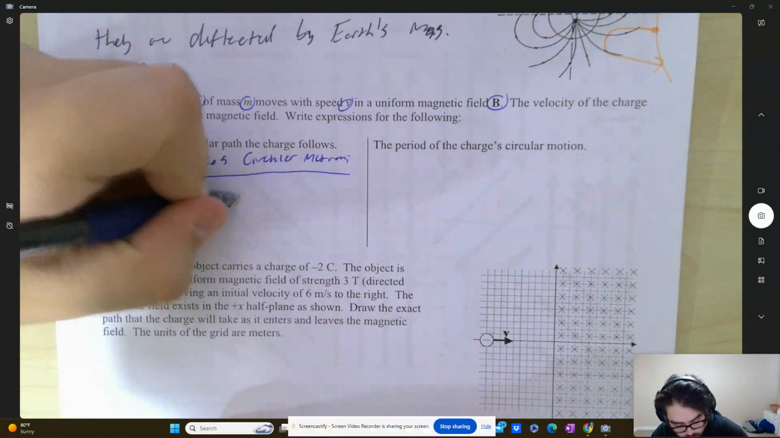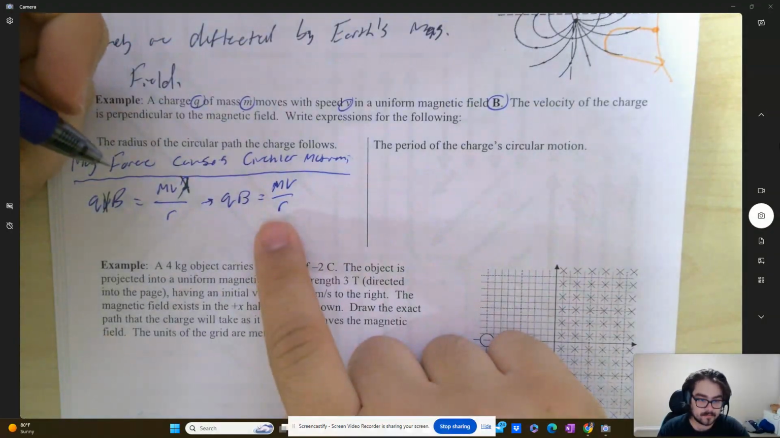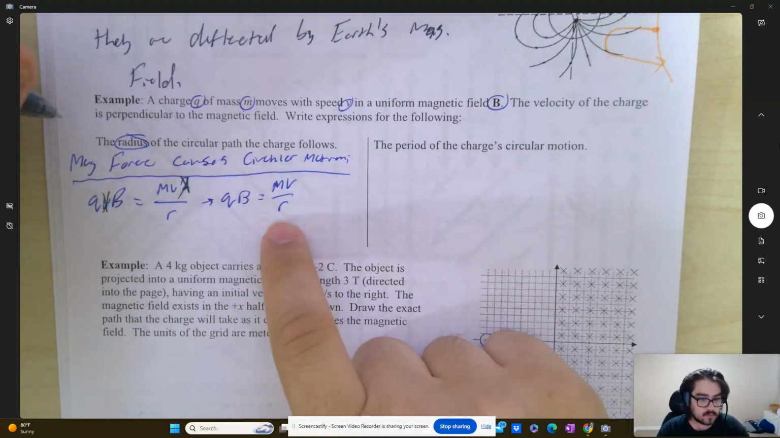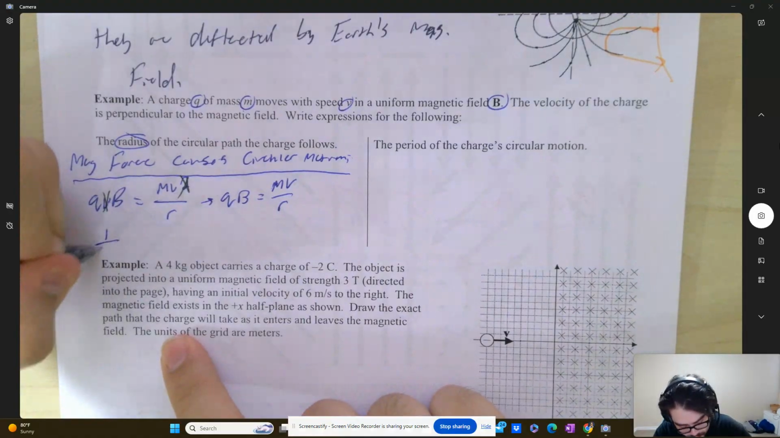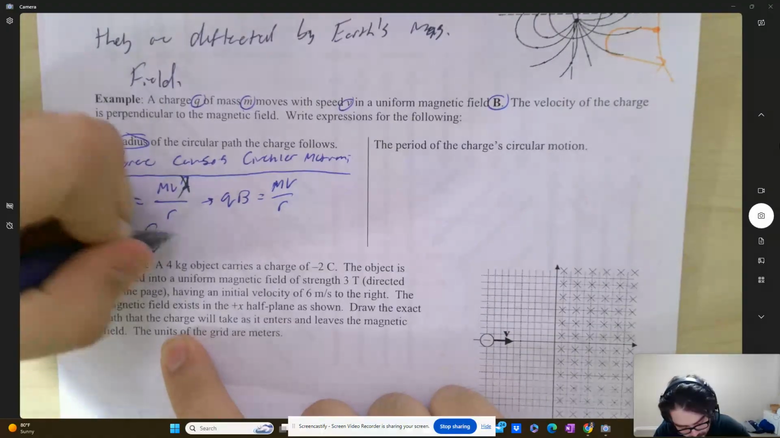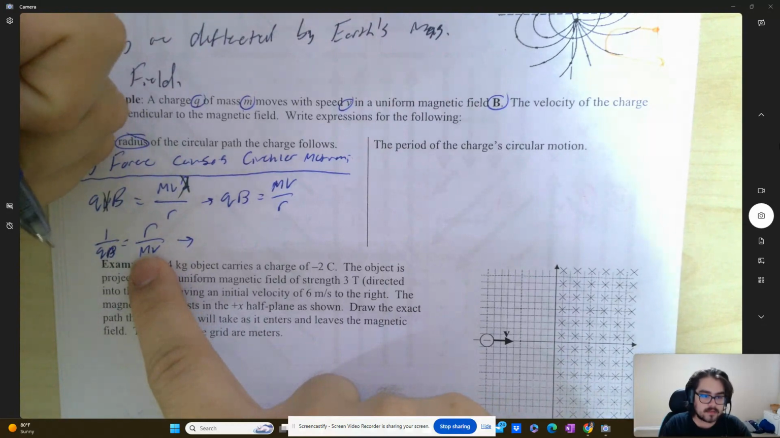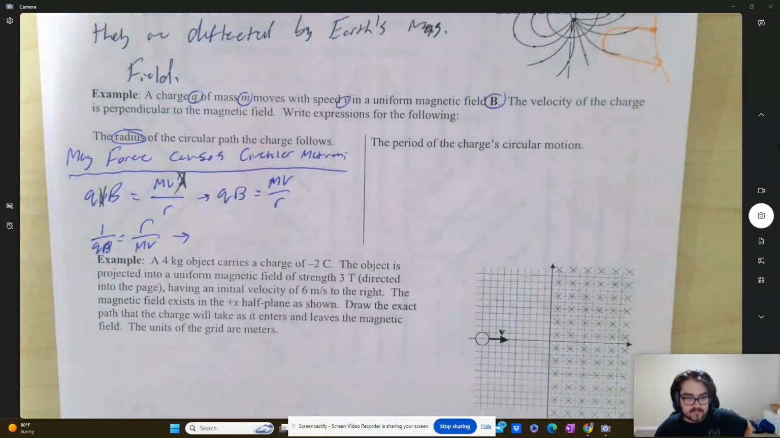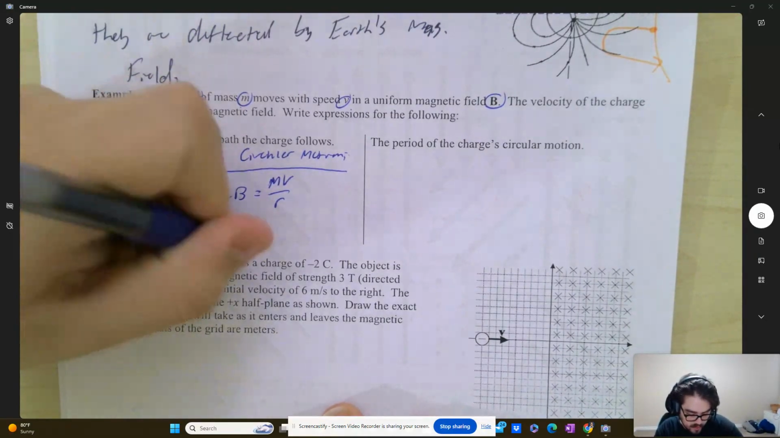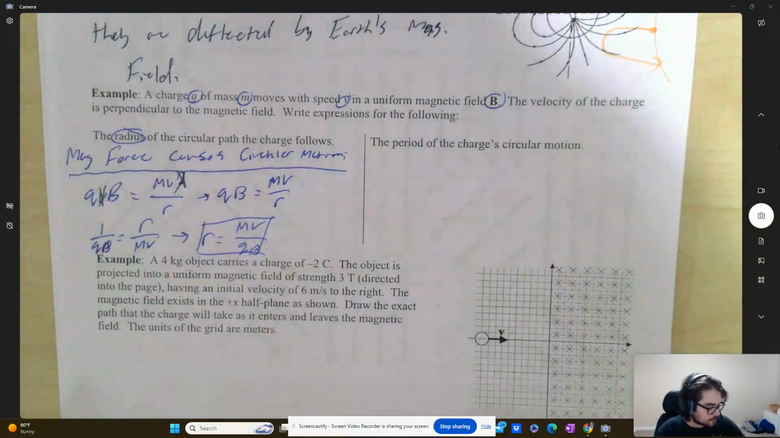You get QB equals mv over r. And we want to get r by itself. So we'll flip both sides of this, so you get 1 over QB equals r over mv. And then you can multiply mv on both sides, and you get r equals mv over qB, and there you go. That's all you have to do.